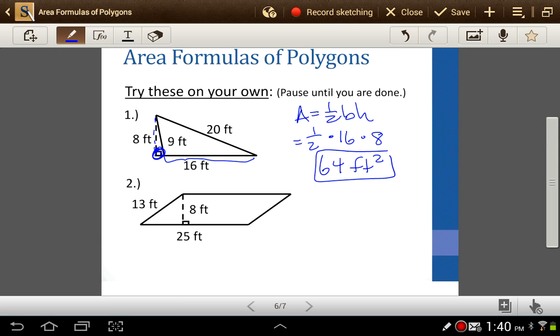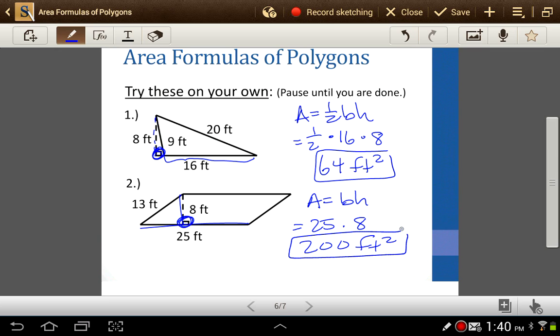In problem 2, it's a parallelogram. So I'm going to do area equals base times height. I plug in. Again, I'm looking for my perpendicular symbol down there. So that's the 8 and the 25. So that's going to equal 25 times 8. And 25 times 8 is 200. Again, my unit, feet squared. Do not forget your unit on your problems.